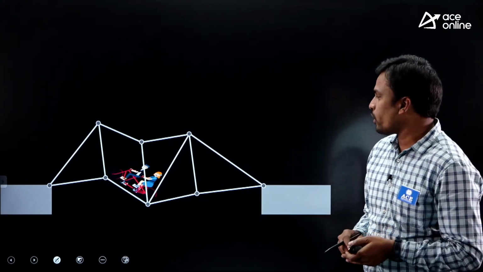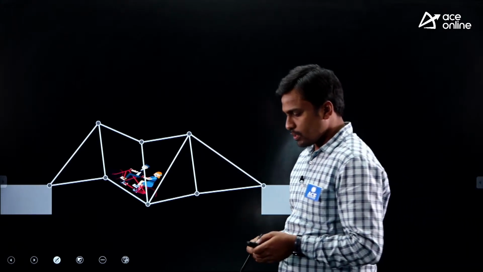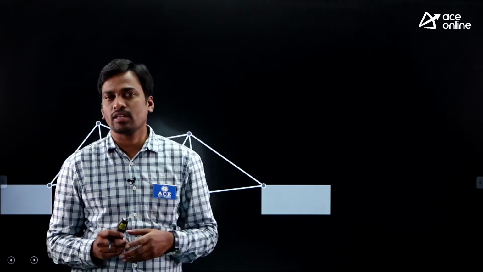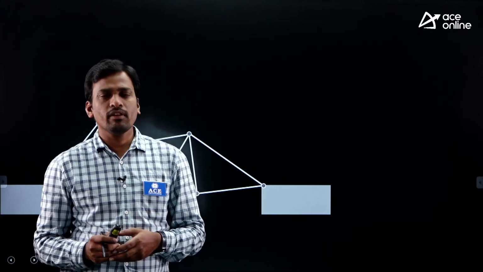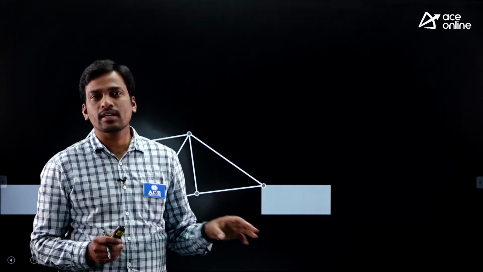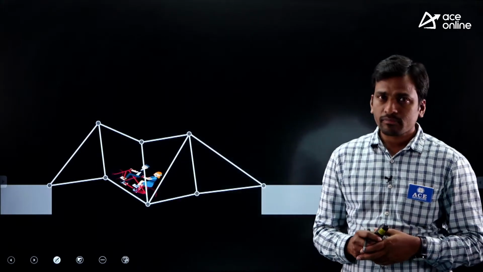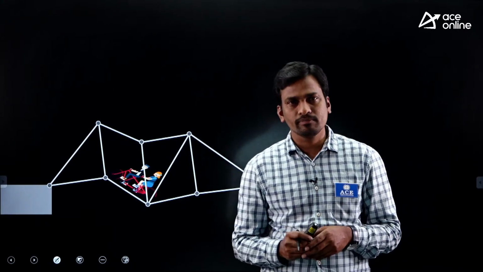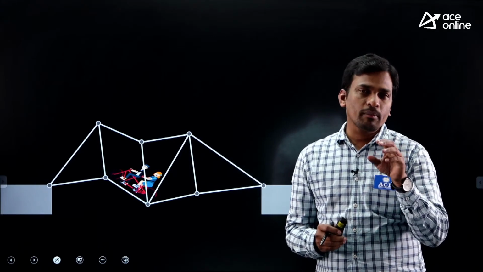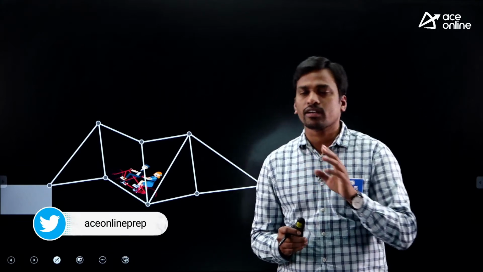Okay, so now we are going to start analysis of trusses. We have two methods: one is method of joint, another one is method of section. Most students find method of section difficult. Here I am going to discuss method of section only, because method of joint is very easy. In method of section, we have equilibrium equation of a joint and equilibrium equation of a structure.